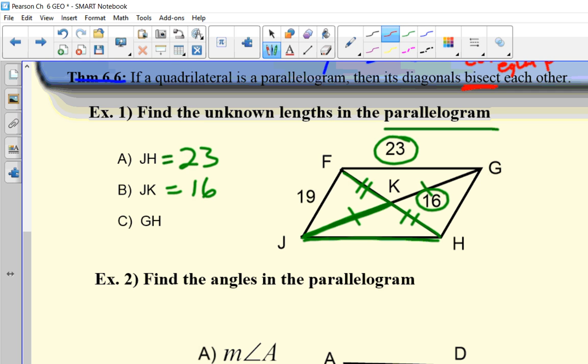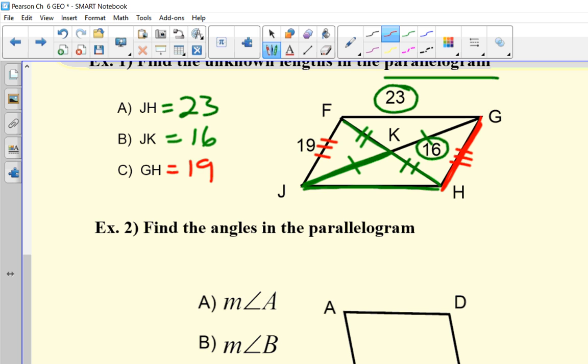GH is going to be this side right here, and once again, I go back to the other rule that opposite sides are going to be congruent. I'll use 3 since I used 1 and 2. So these two sides must be equal because they're opposite. So GH is going to be 19. Okay, so a bunch of rules there, kind of wound them all up in the definition that you had. Just got to have all these rules down. The best way to do it is studying it, not guessing it. Okay.